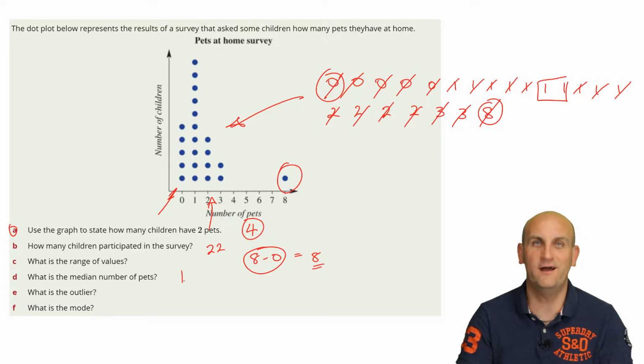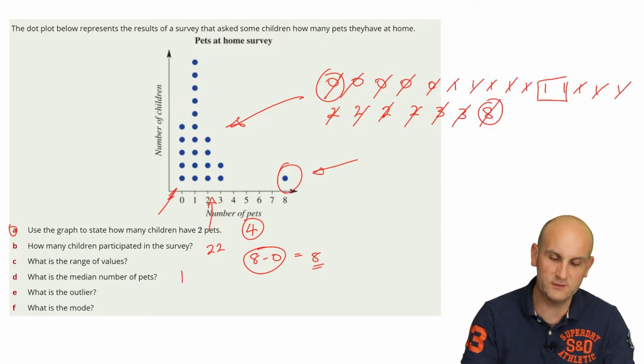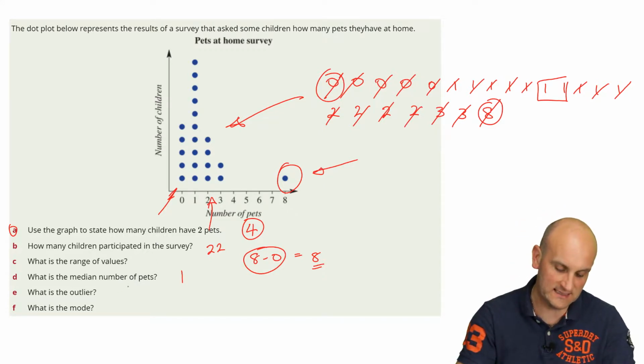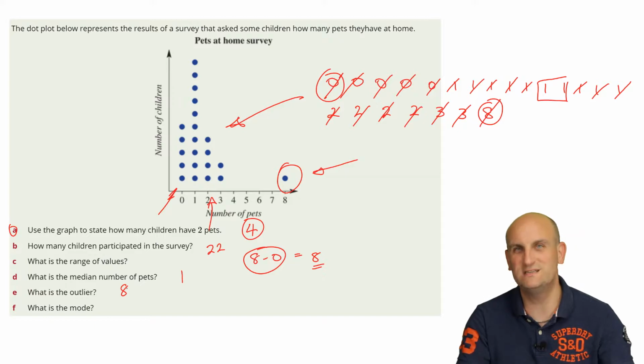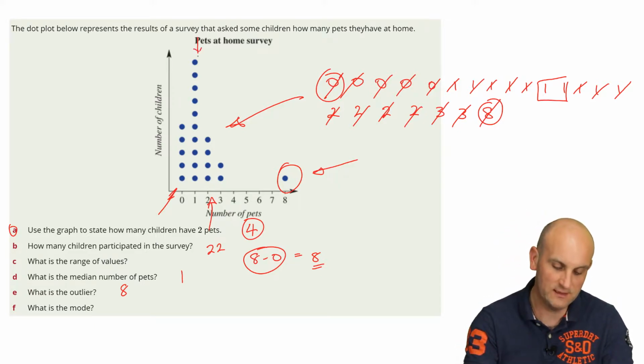What is the outlier? Now, do you remember? I sort of talked about this a moment ago. The outlier is the one that just sits out there on its own. And in this situation, the outlier is 8. And what is the mode? Which is the most common number of pets? Well, reading from this graph here, it is 1.